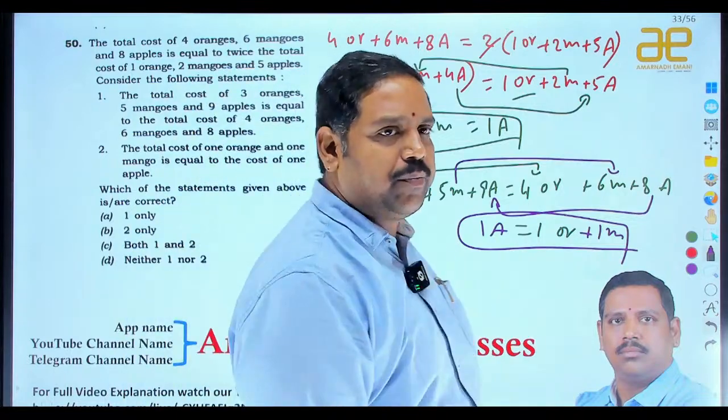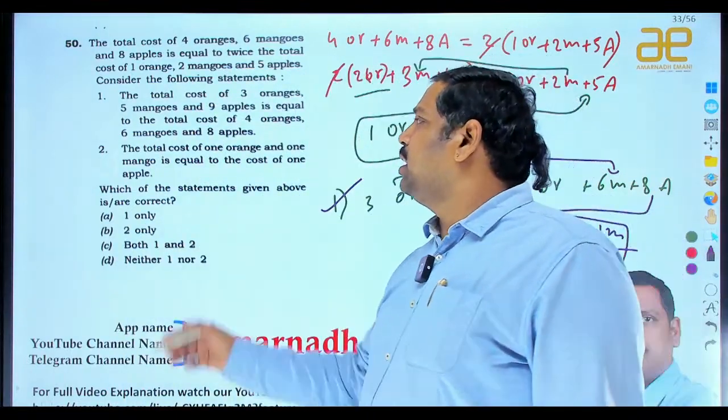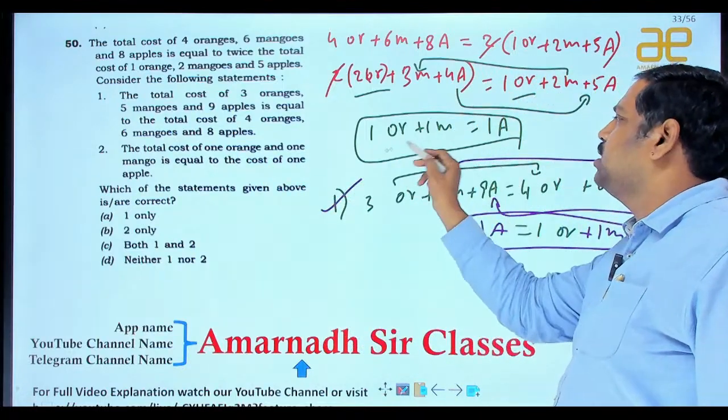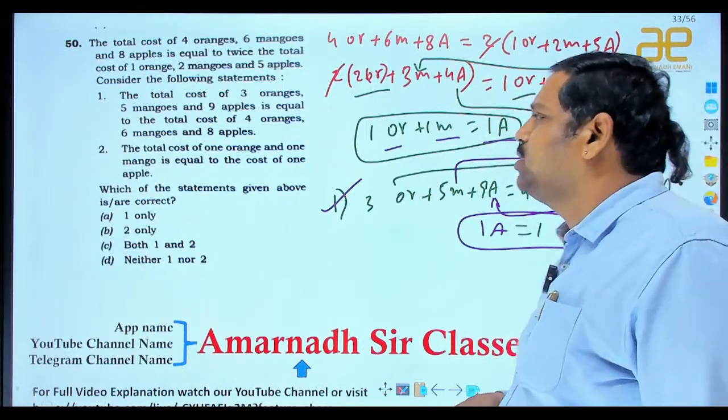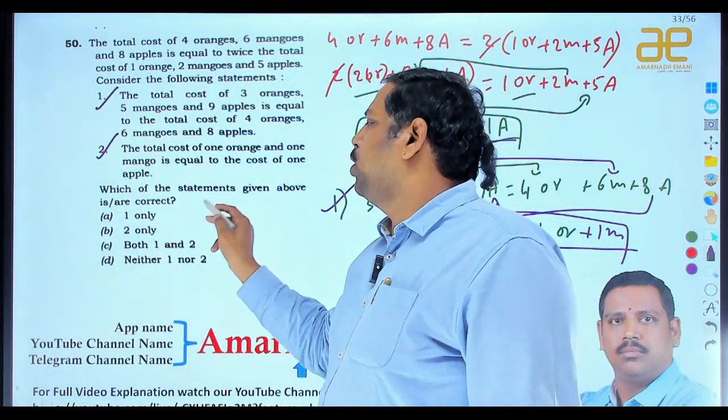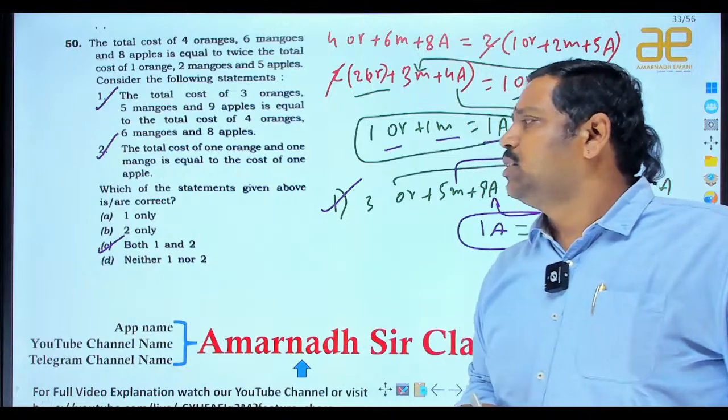First one is correct. Second one, the total cost of 1 orange and 1 mango is equal to the cost of 1 apple. Yes, 1 orange and 1 mango together is 1 apple. So the second one is also correct. First one correct, second one correct. He's asking which of the following are correct, so both 1 and 2 are correct. So C is the answer.